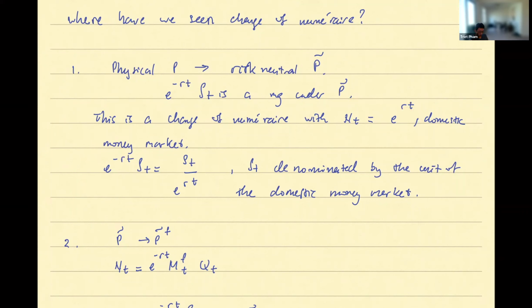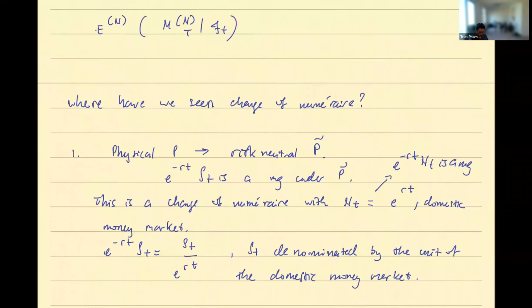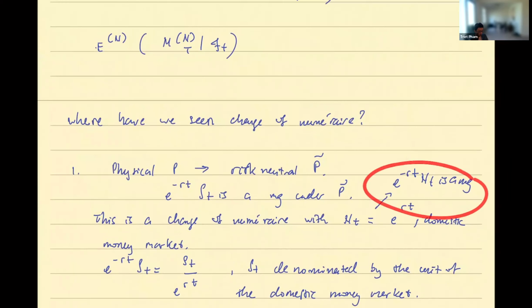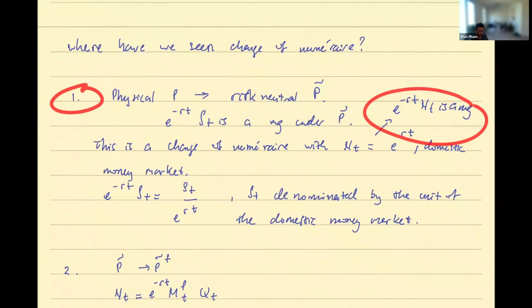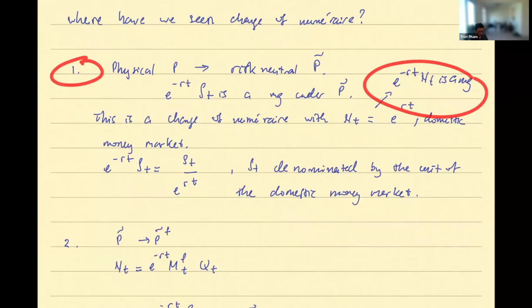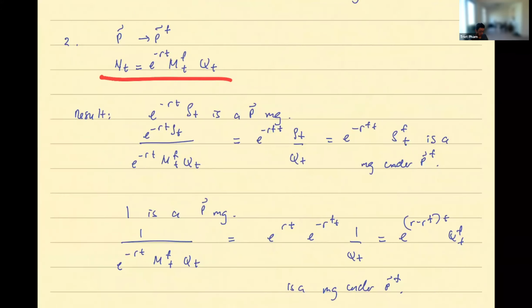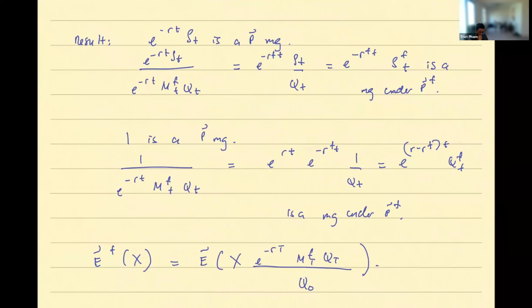I think unconsciously I was trying to use the fact that e to the minus rt times Nt is a martingale, rather than Nt itself being a martingale. So maybe that's why. Like I said, there's something I'm not being consistent about, but here I really include this into the numerator itself. I apologize for that.